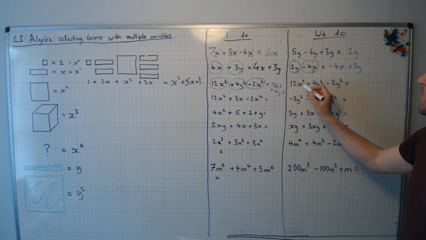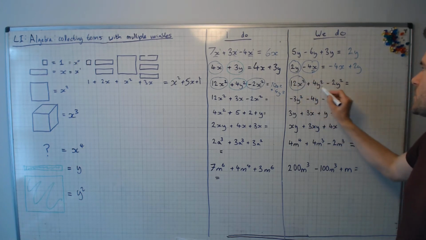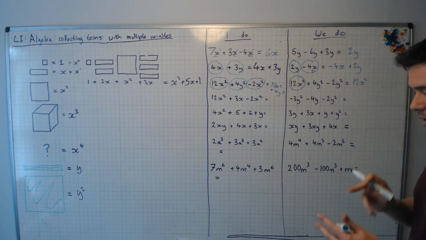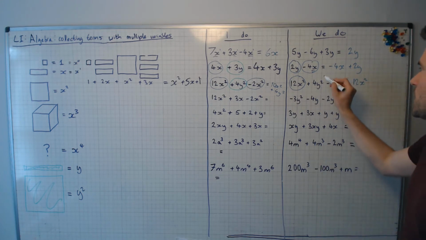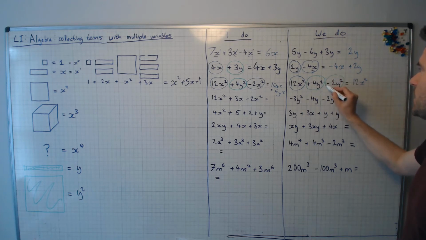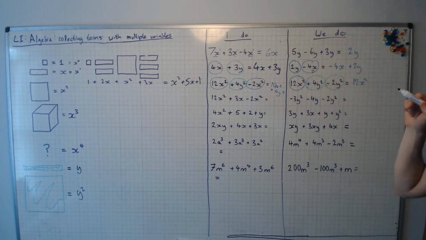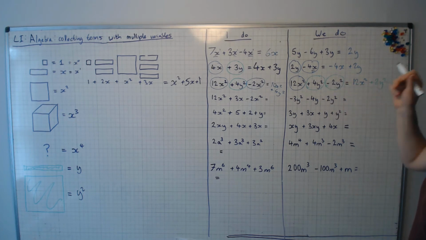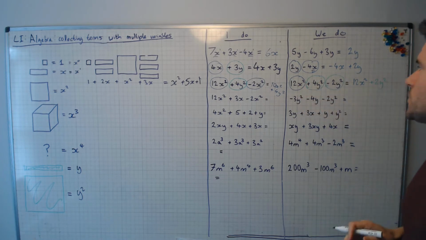So this time, let's put a circle around the x squareds. We only had the one, so we've got 12x squared. And we're going to do the same with the y squareds. We've got 4 of them there. Notice how I'm catching that leading sign as well. Okay. So I've got 4 of these y squareds, take away 2 of these y squareds. So in total, I've got 2y squared. So we have 12x squared plus 2y squared.